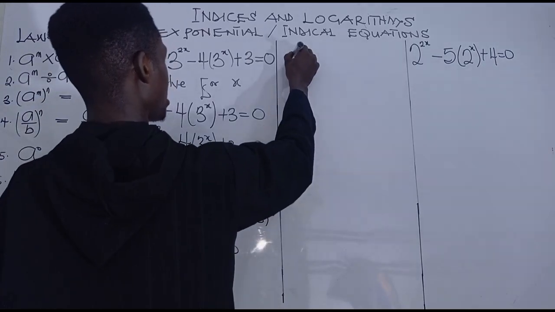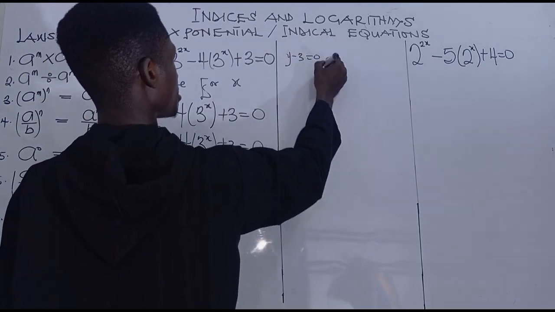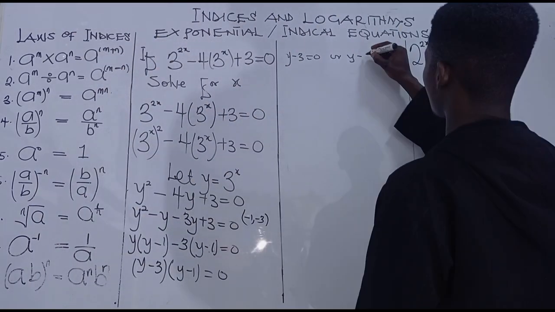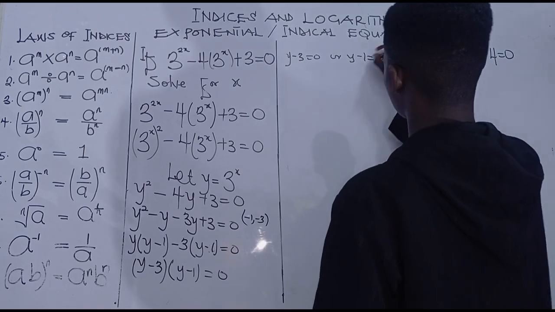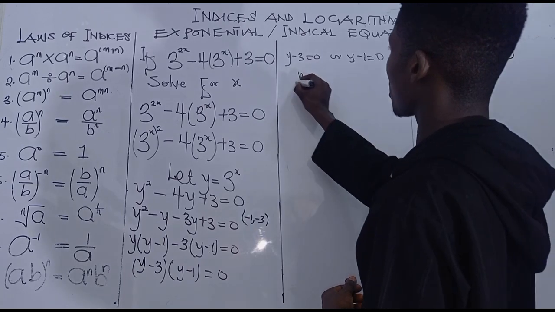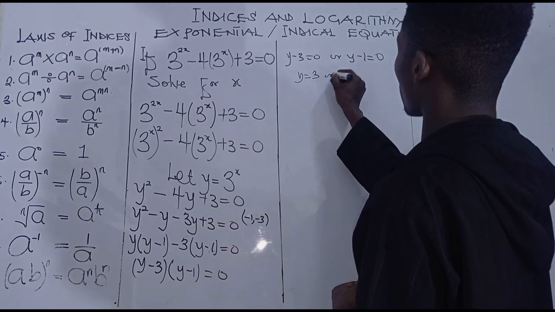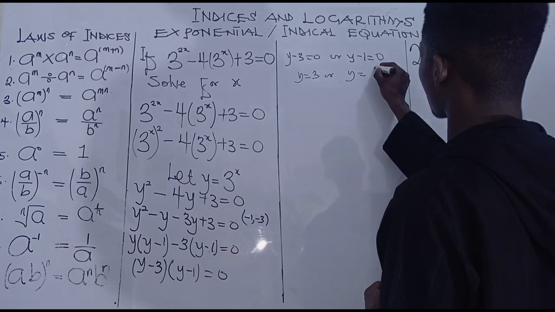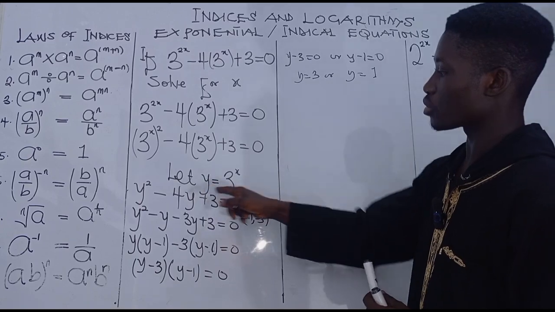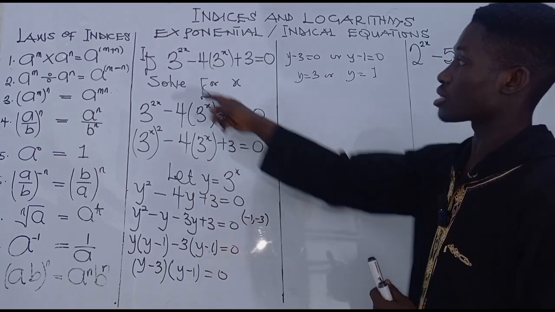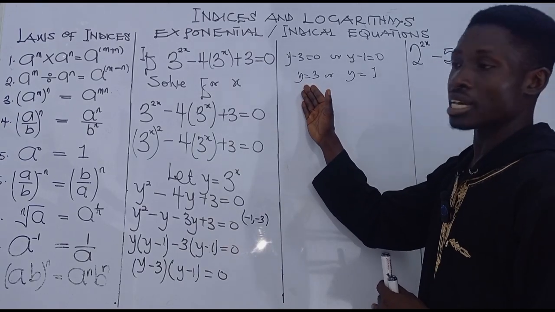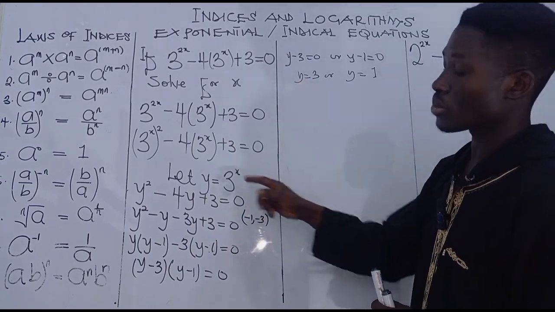So for me, you can say that our y minus 3 is equal to 0, or y minus 1 is equal to 0. Now we are looking for the value for y. So from here, our y is equal to 3, or our y is equal to 1. Good. Now we said that we are letting y represent 3 raised to the power x, because in the question you don't have any y inside, so we have to deal with that. So we said that y is equal to 3 raised to the power x.